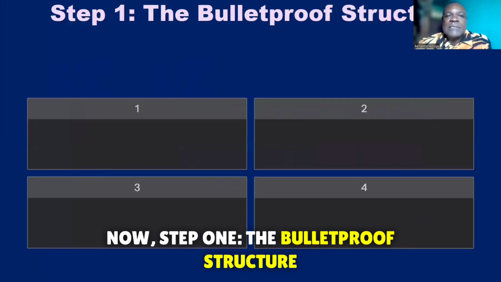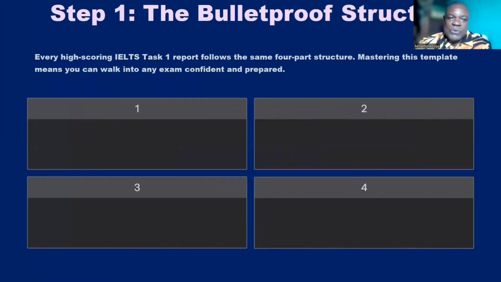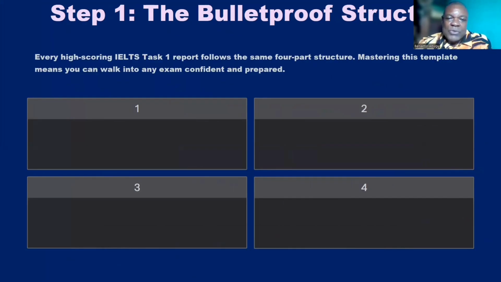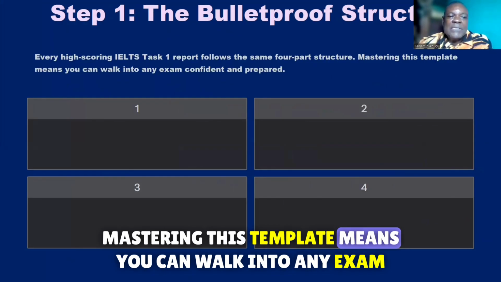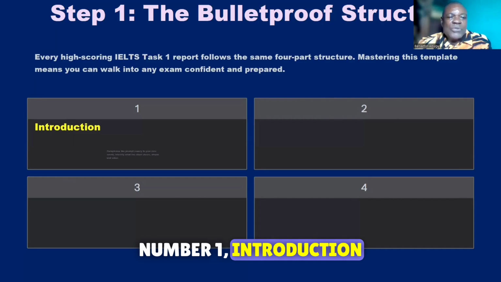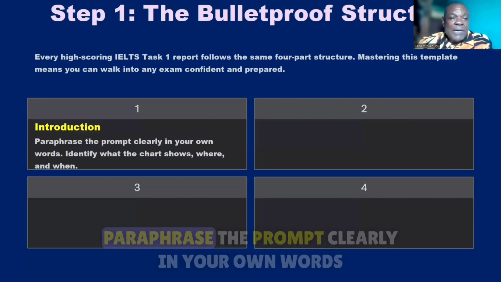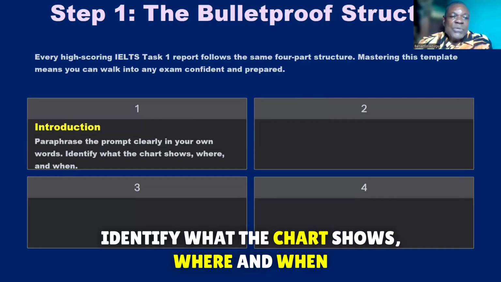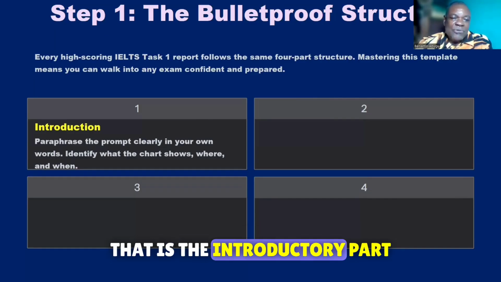Now, step 1, the bulletproof structure. Every high-scoring IELTS Task 1 report follows the same 4-part structure. Mastering this template means you can walk into any exam confident and prepared. So pay attention here. The 4-part structure. Number 1, introduction. That's the first part. Paraphrase the prompt clearly in your own words. Identify what the chart shows, where and when. That is the introductory part.